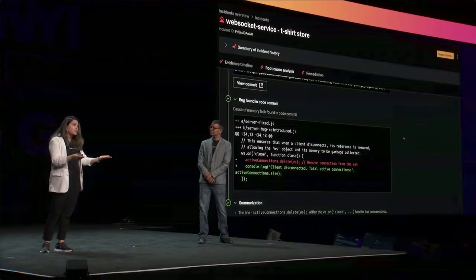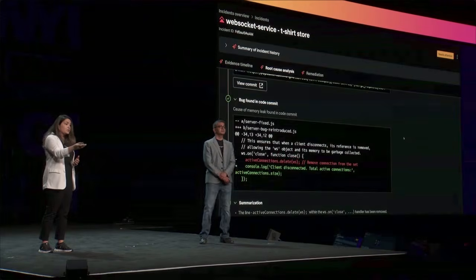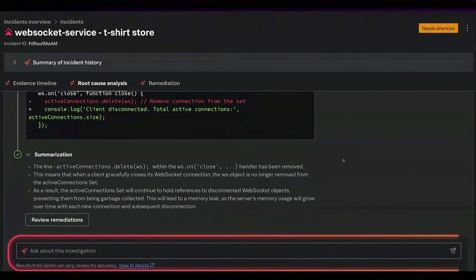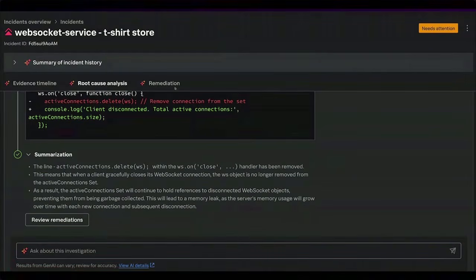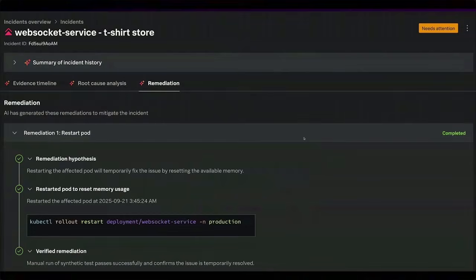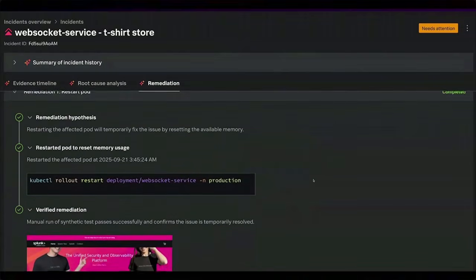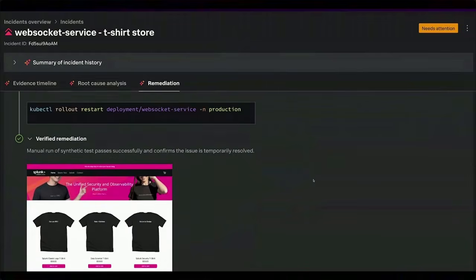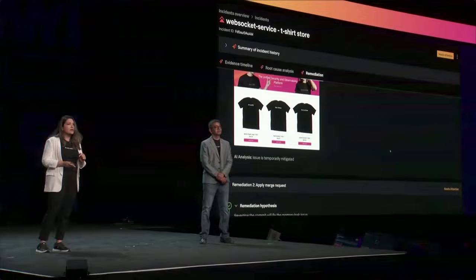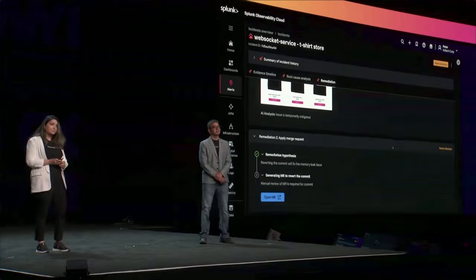But I can also interact with it. I can ask follow-up questions. I can even ask it to run different analysis for me. Now, instead of waking me up at 3 a.m., the AI remediation agent ran a safe temporary mitigation of a pod restart. And it even verified that my website was up and running again within a few minutes of the issue happening. Splunk Observability Cloud AI agents do the heavy lifting so the engineers on my team can focus on building, not firefighting. Wow. Isn't that incredible?